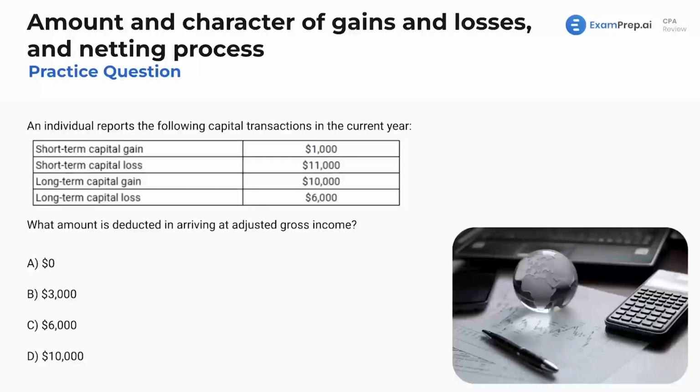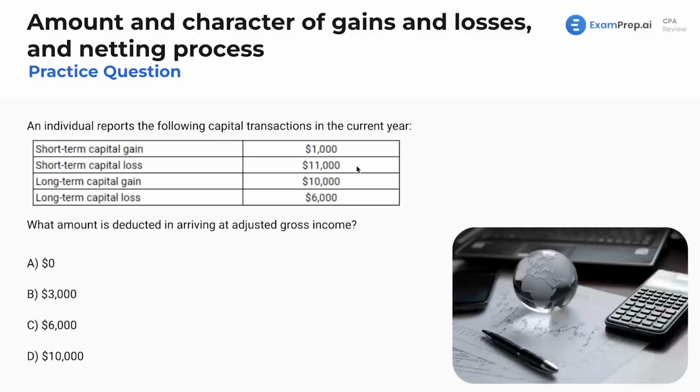Moving on to the next, we've got another netting question, and we've got an individual. This individual is going to report the following capital transactions in the current year. Just make sure you're not getting tripped up by any positive or negative signs in the question. I mean, this is straight up telling you it's a loss, even though it's not negative, but you will see questions where it's formatted as a negative.